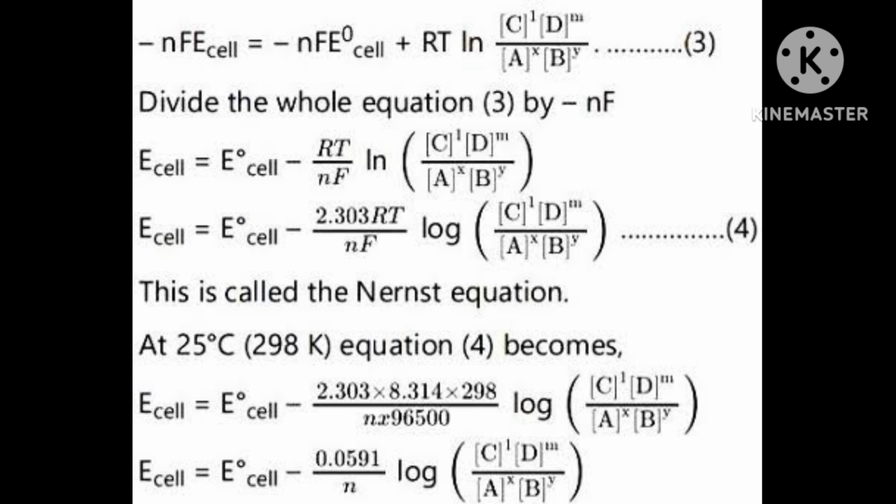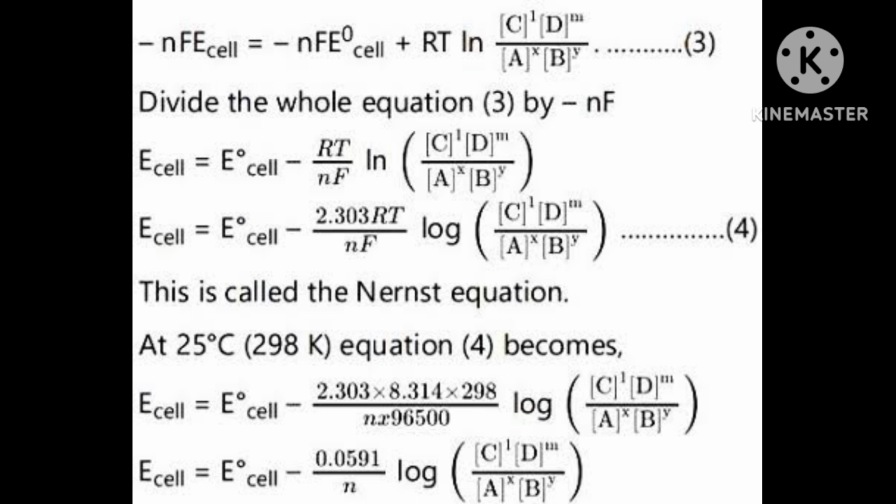And now after that, you have to write Ecell. Ecell is very easy to calculate. Ecell is equal to standard Ecell minus RT divided by 2F ln of Mg2+ divided by Ag+. Here one thing I want to tell you: always first write the reduced state on top and then the oxidized state below.